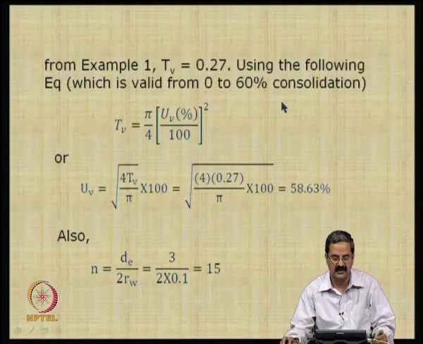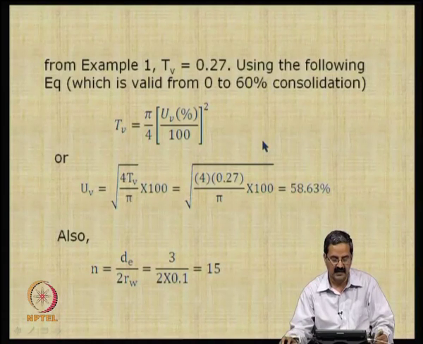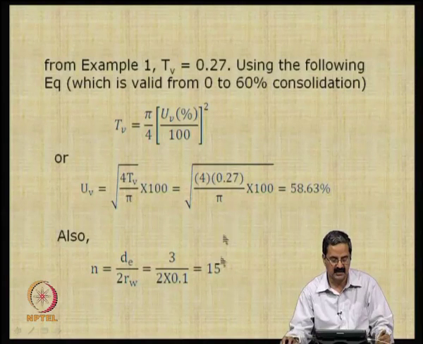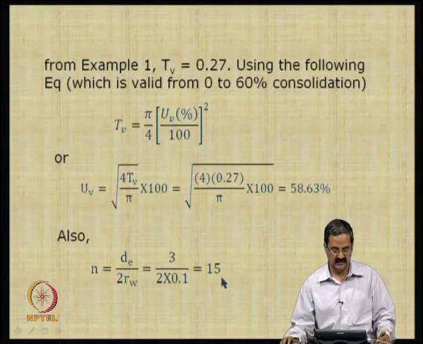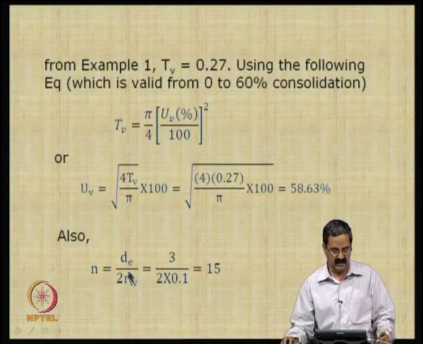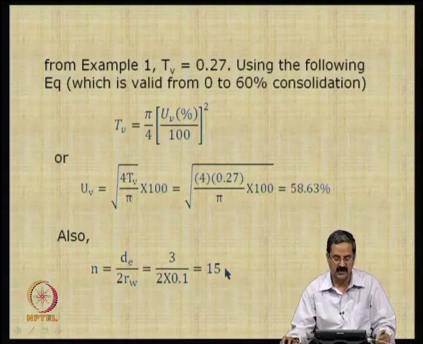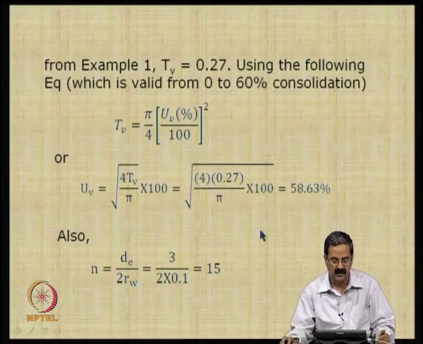We have this for the same calculation. You have this expression from the basic consolidation theory, and we are trying to calculate UV, where TV is already obtained earlier, and what we are trying to do is calculate the number of sand drains here. So, DE I assumed as 3 meters, and the radius of the sand drain is about 0.1, and you will get a number 15.